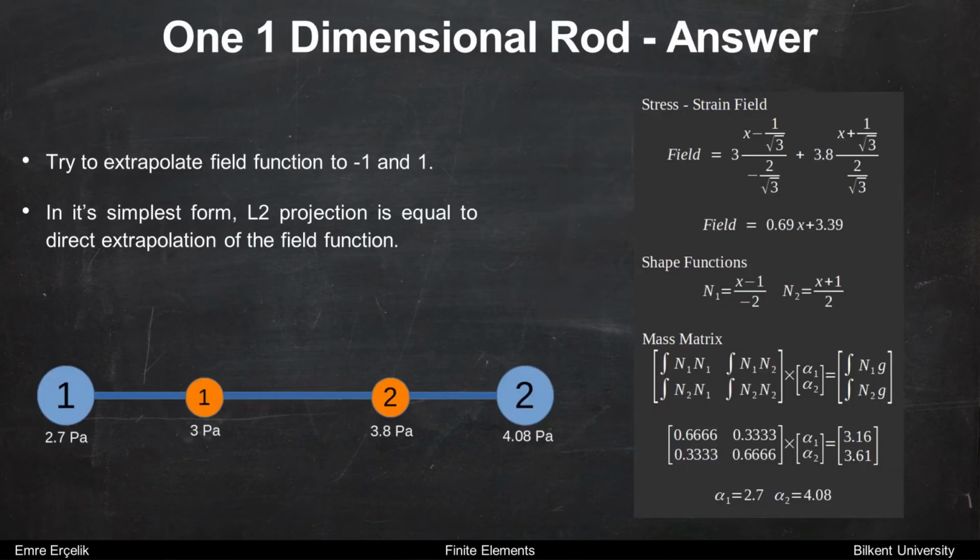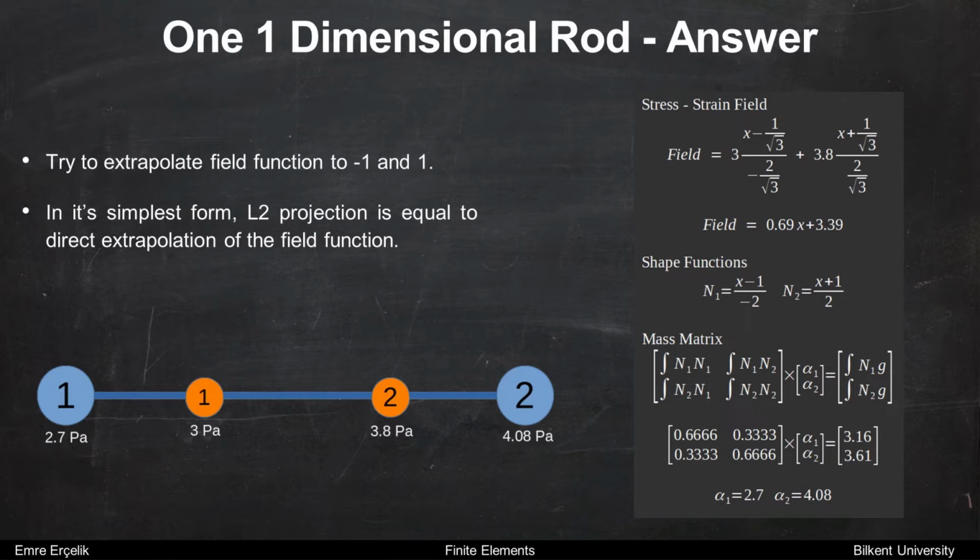This is the solution of example 1. As you can see, the stress-strain field is just shape functions defined at Gauss points. If we multiply respective values with Gauss point shape functions, in this case 3 and 3.8, we get the stress field. The shape functions are already available to us. The shape functions are defined at the nodes.